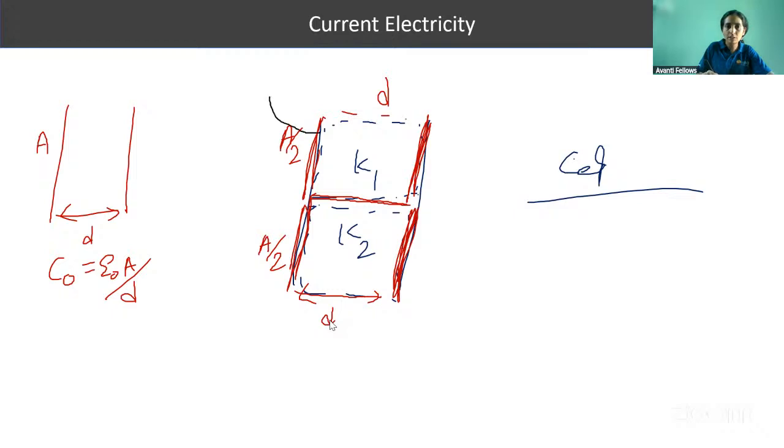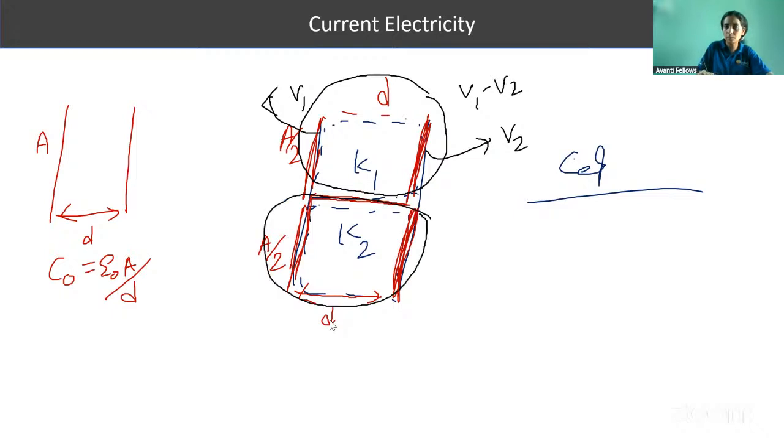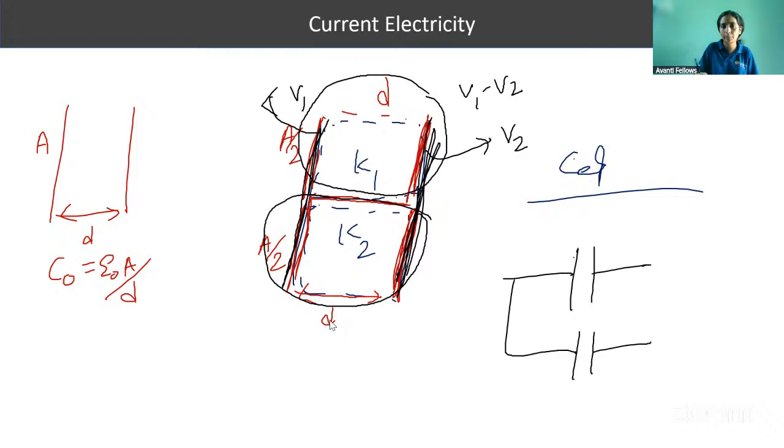Whatever potential this plate has, let's say V1, this plate has potential V2. So the potential difference across the first capacitor will be V1 minus V2. And between the plates of the second capacitor, again V1 minus V2, because this whole plate has potential V1 and this whole plate has potential V2. So definitely these two capacitors are in series. Sorry, parallel. So we got two capacitors in parallel here.